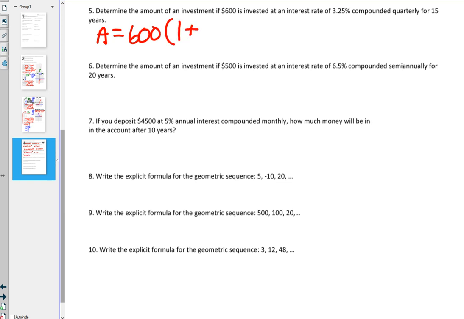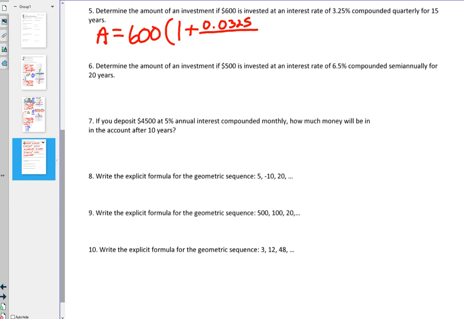When you're investing, you're gaining money. The rate of investment, Brian, 3.25 is 0.0325. To the right of the decimal, you have to have a 0, a 3, a 2, and a 5. But then you have to divide by the number that corresponds to that type of compounding. So what number corresponds to quarterly? When you say compounded quarterly, what number do you divide by?